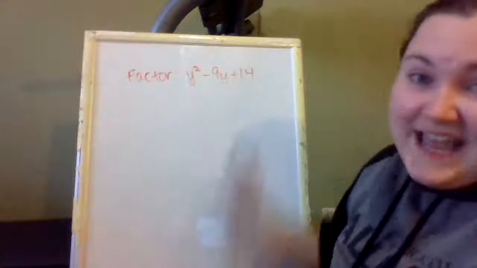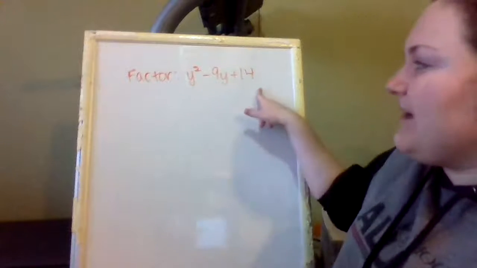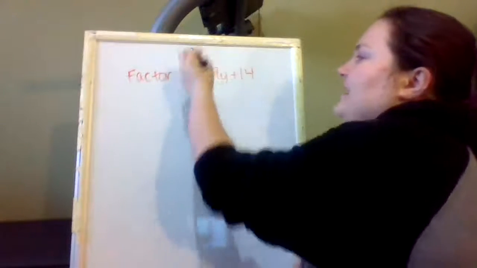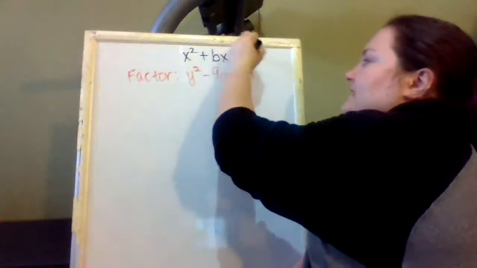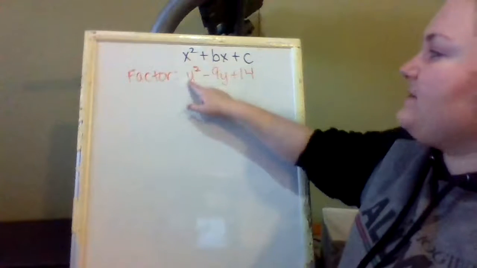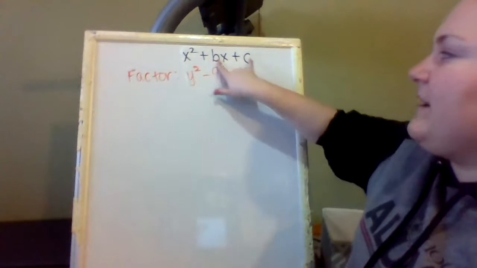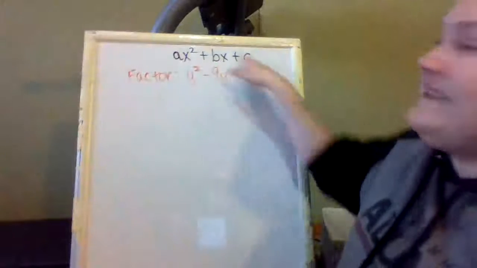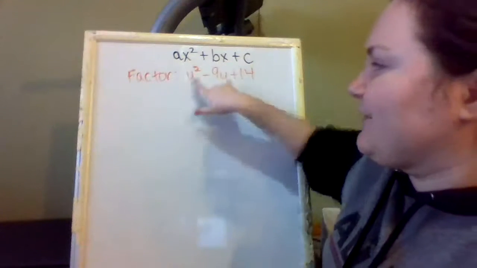We call this a quadratic. A quadratic is anything in this form here, where you've got, I'm going to write it, ax squared plus bx plus c. So you've got your variable squared, you've got a variable here, and then you've got a number, where a, b, and c are all numbers, and then the x squared and x are variables.